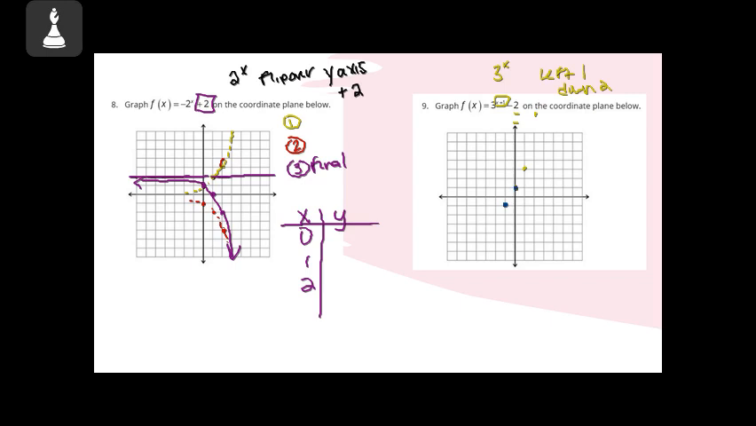And we have to remember where that line is that we cannot cross. So we cannot cross that negative 2. So this guy can't cross that. And there's my graph.